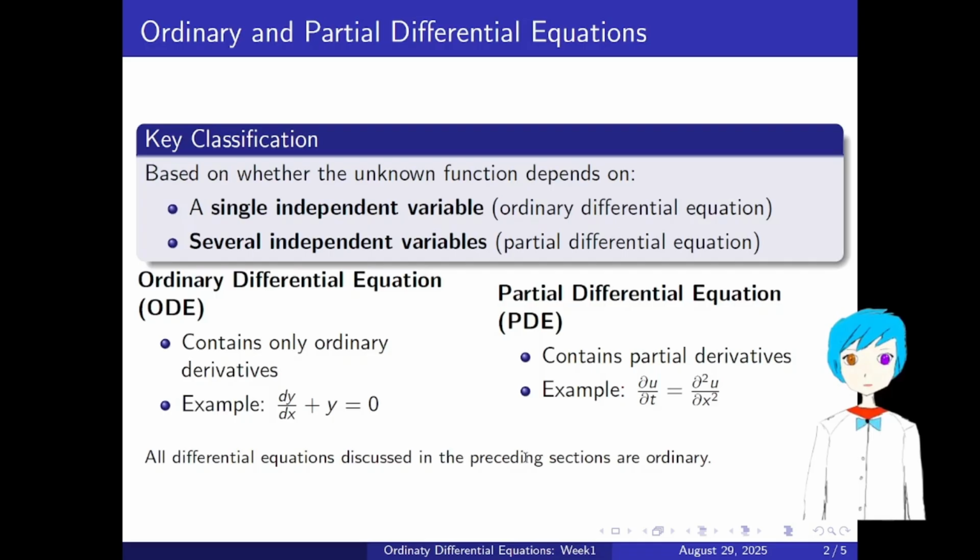For example, if we want to study how heat evolves over time in space, then we would need the heat equation, which involves a time variable and a space variable. For ordinary differential equations, let's say we want to track how the position of an object evolves over time, then there's only one independent variable t, and this is an ODE.